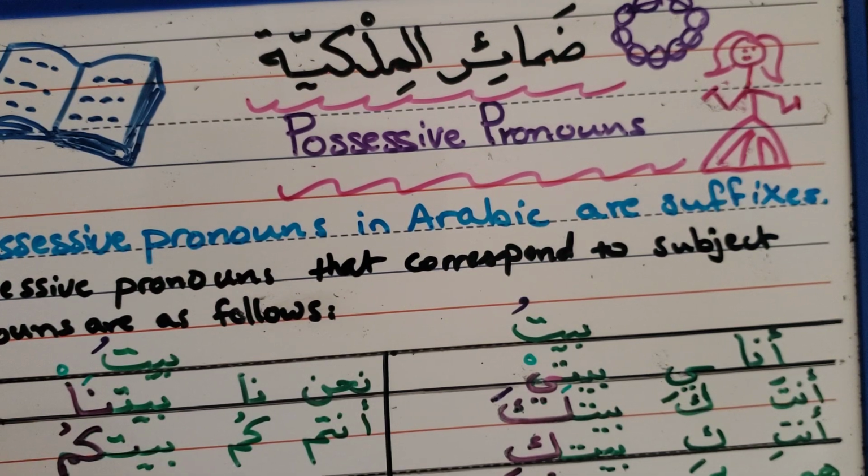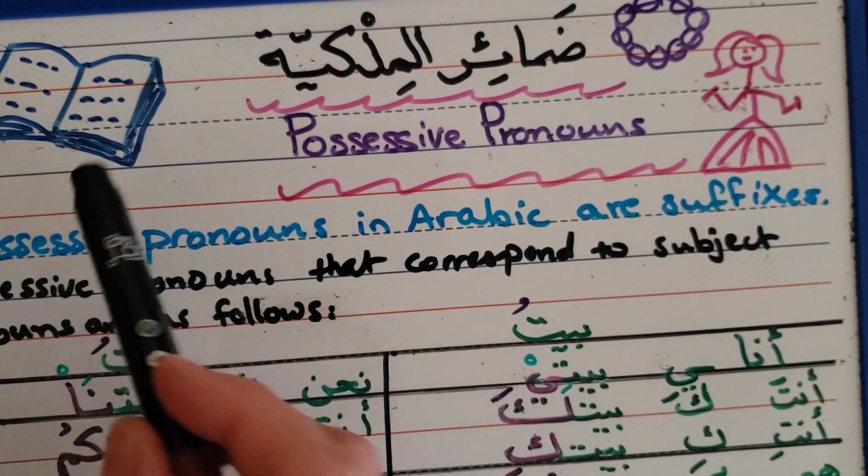Just like in English, the possessive pronouns indicate something belonging to someone, to a person. But instead of naming that person, you put an alternative word, which is a pronoun, to indicate the ownership of that person of something. For example, you say, هذا كتاب ليلى. This is Layla's book, for example.